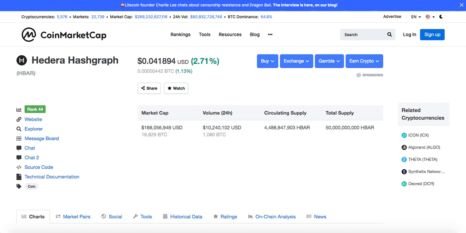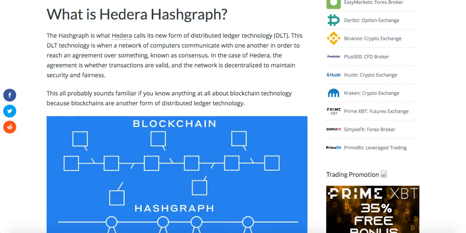We'll go over the article right now, and at the end I will come and share my price analysis and price prediction on where I could personally see Hedera Hashgraph go in the upcoming bull run of 2021 and 2022. So let's just jump in. So what is Hedera Hashgraph?